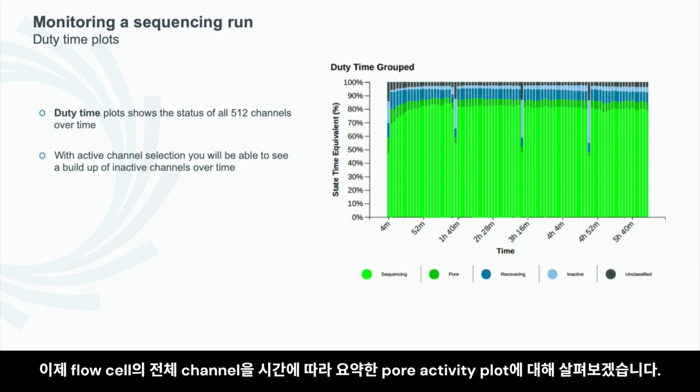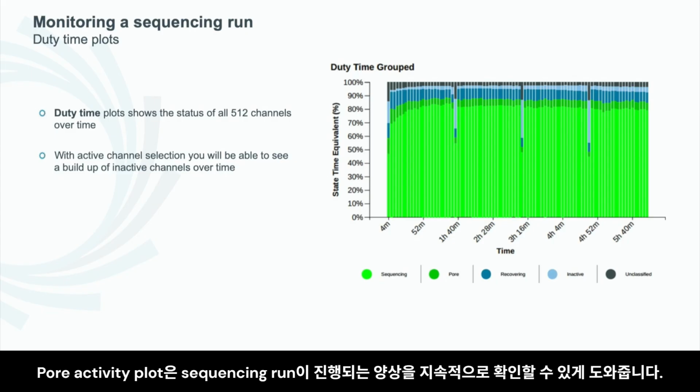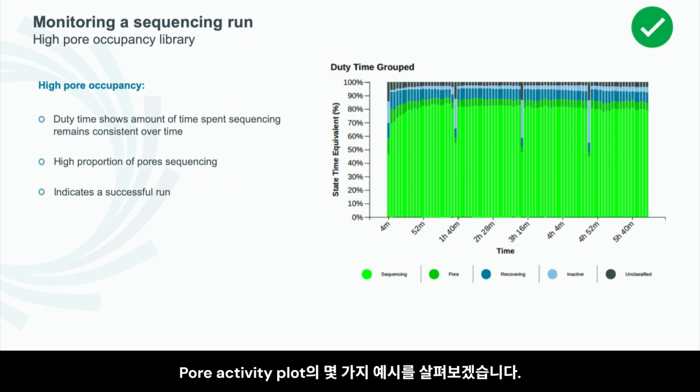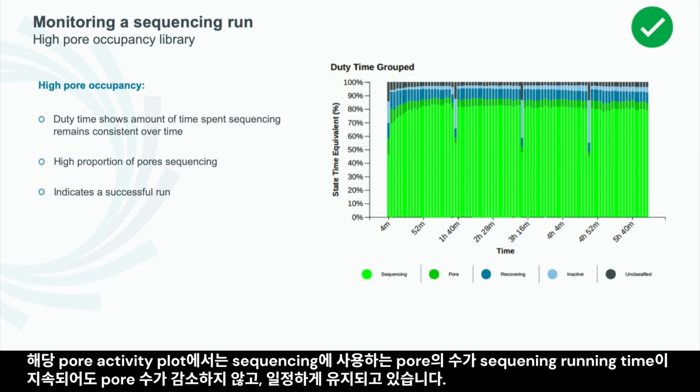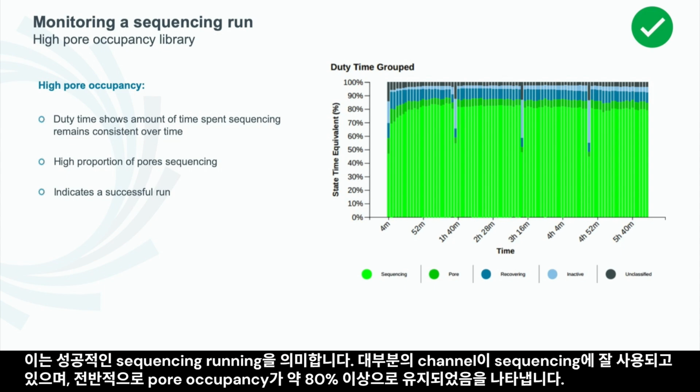Now let's look at the duty time plots, which show a summary of all 512 channels over time, allowing you to see any trends which are happening as your run progresses. Let's look at some examples. In this example, we observe a duty time plot where the amount of time spent sequencing remains consistent over time. This indicates a successful run, showing most channels or pores sequencing over the course of the run, with a pore occupancy of about 80% for most of the run.